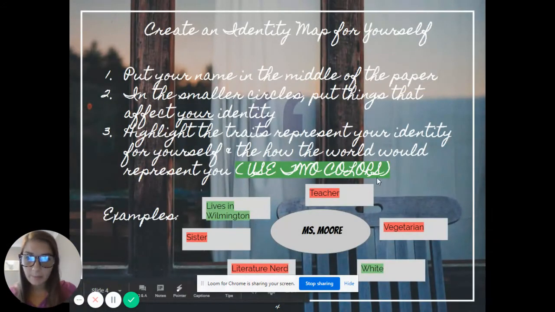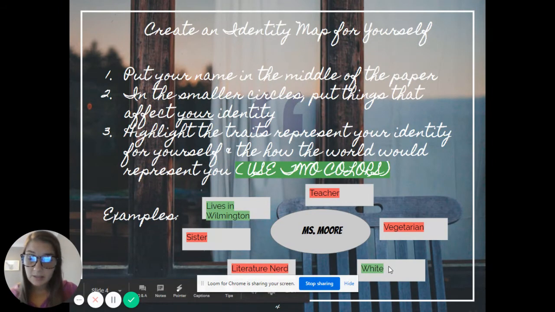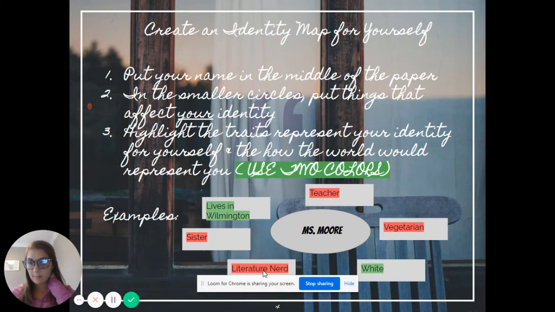So if you go back to my example, I highlighted my own map just for practice. So other people view me, if they didn't know anything about me, the first things that they would notice right off the bat are that I live in Wilmington and I'm white. Ways that I see myself are I'm a vegetarian, I'm a teacher, I am a sister, I'm a literature nerd. Those are things that I view about myself. I can also put things like confident, caring, empathetic. Those are ways that I view myself that not necessarily everyone would know unless they got to know me, if that makes sense.